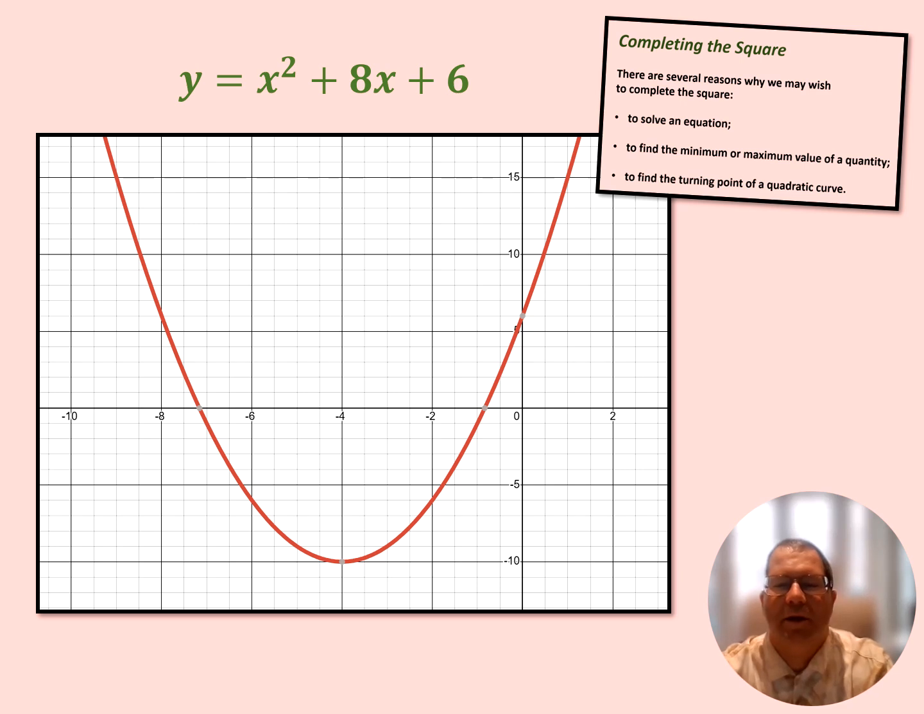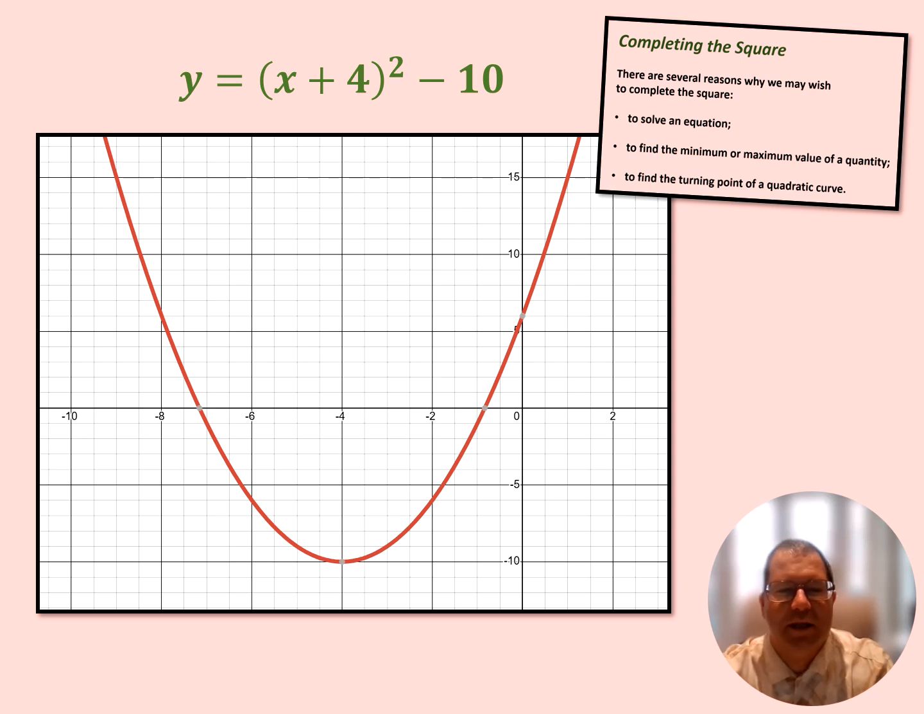So let's start by thinking about finding the minimum or maximum value of this quadratic, y equals x squared plus 8x plus 6, and its turning point. Well, I've drawn the graph and we can see that it's got a turning point at -4 and -10. But how can we tell that from the equation?